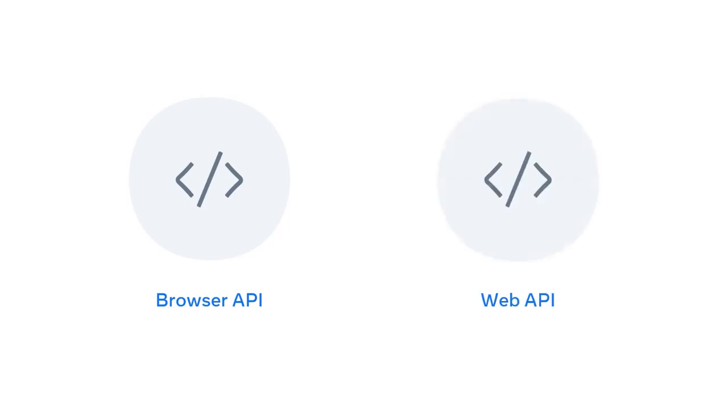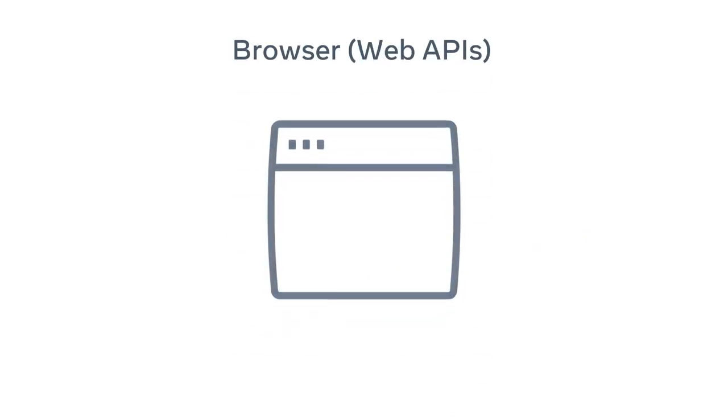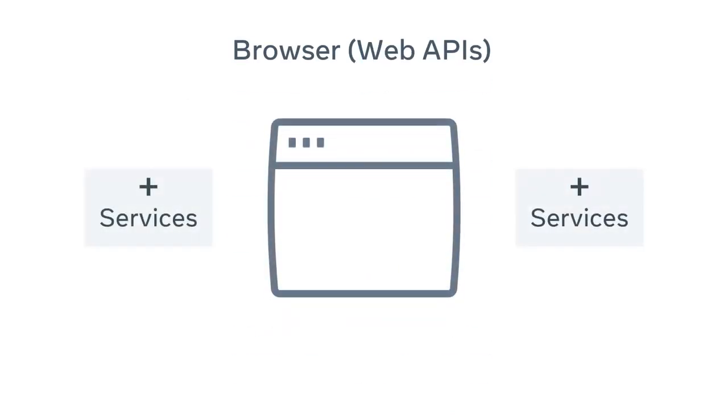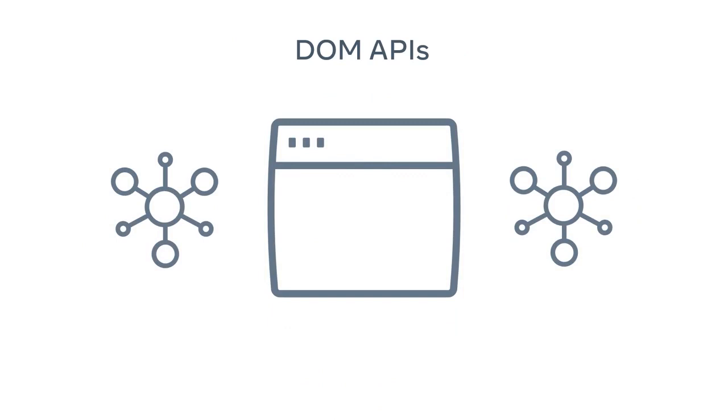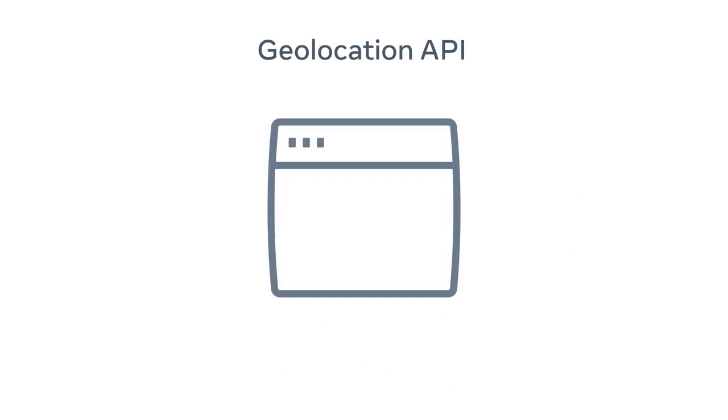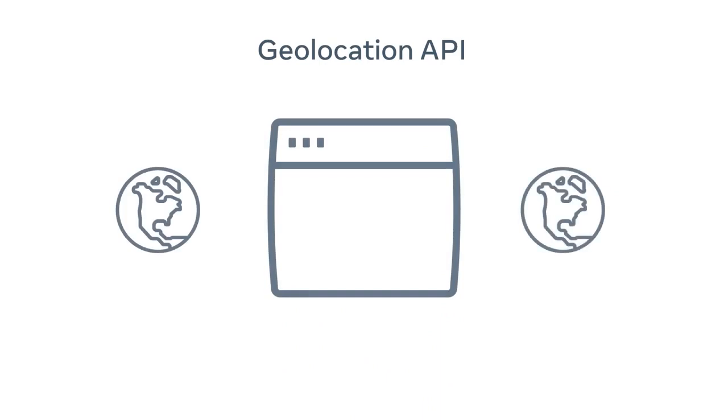Let's consider some examples of different API use cases. One common type of API is browser or web APIs, which are built into the browser itself. They extend the functionality of the browser by adding new services and are designed to simplify complex functions and provide easy syntax for building advanced features. A good example is the DOM API. The DOM API turns the HTML document into a tree of nodes that are represented as JavaScript objects. Another example is the geolocation API that returns coordinates of where the browser is located.